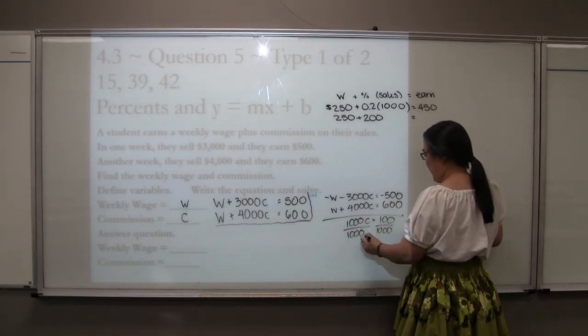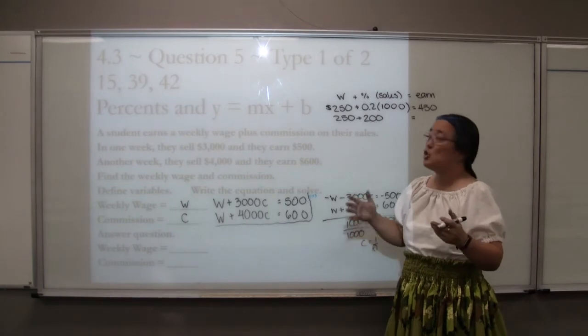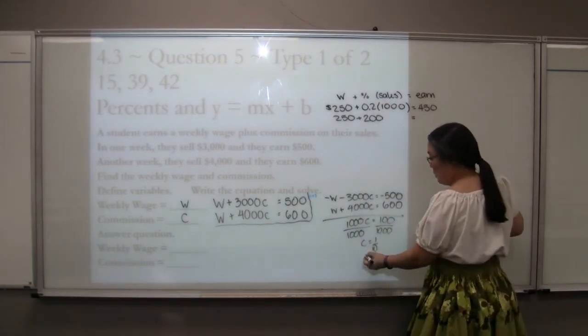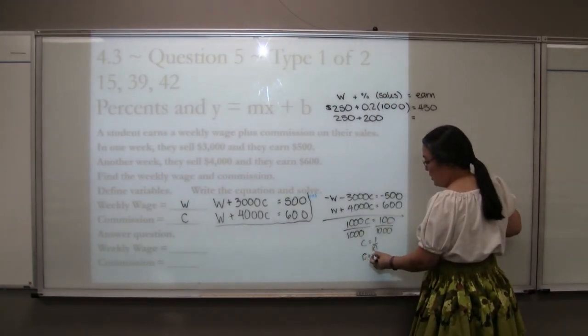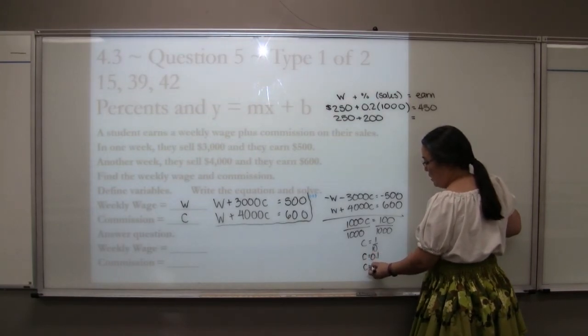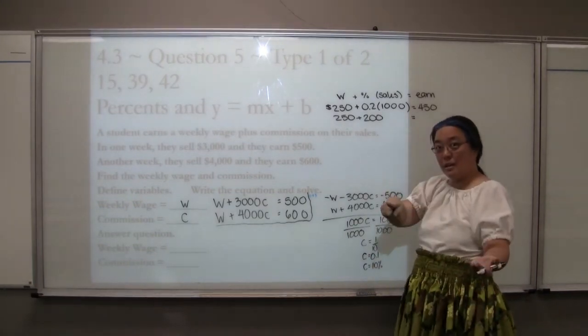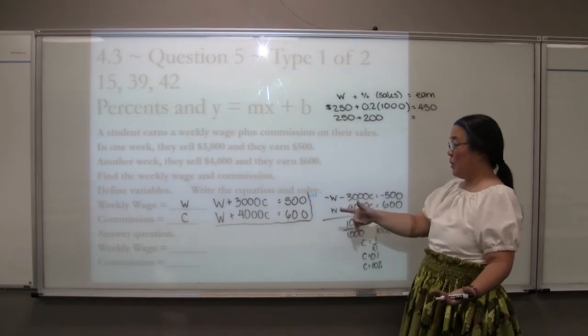We could reduce that and we could get 1 over 10. But C is supposed to be a commission, and commission is supposed to be a percentage. So we might want to make that into a decimal so that we can then make it into a percent for our answer. Whew. We're not done. We still have to find our wage.